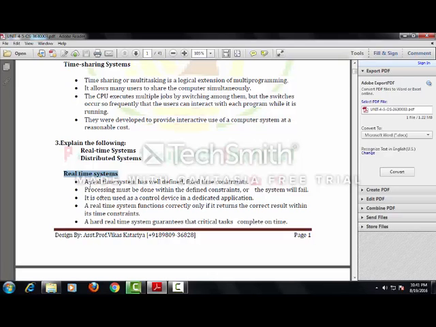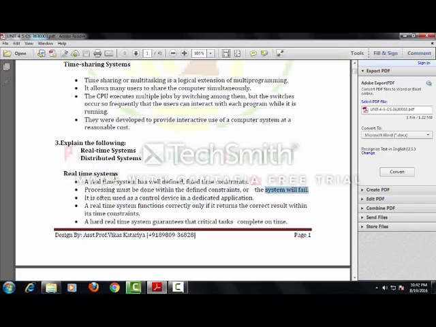Real-time system has a well-defined fixed time constraint. It is a very important and very crucial operating system which is based on the time constraints, right? Processing must be done within the defined time constraints or the system will fail. That means if any system generates the correct result but does not generate the result in a timely manner, within the defined time constraint, the system will fail, right?